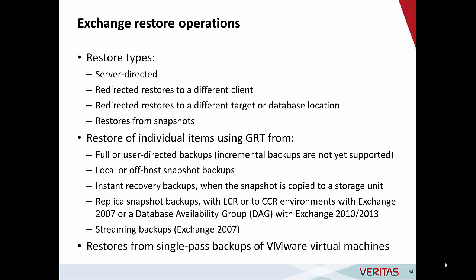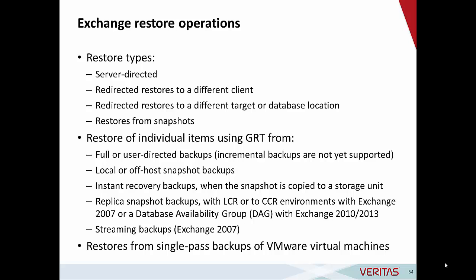This is the Exchange Disaster Recovery Considerations topic. This slide shows different types of restore operations that are supported for NetBackup for Exchange. The restores might be server-directed, coming from the NetBackup master server, or the request might be coming from the client, one of the client Exchange servers. We might be looking to redirect the restores to a different client or to a different location on the client. We might be restoring from snapshots if we're integrating Exchange with a snapshot client.